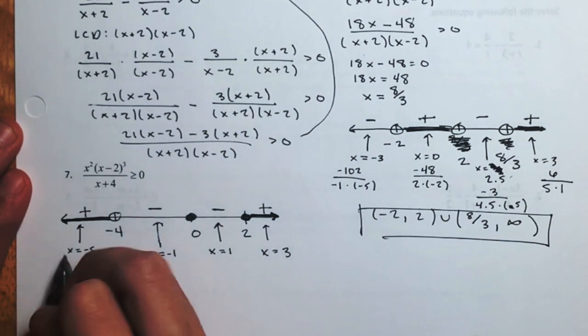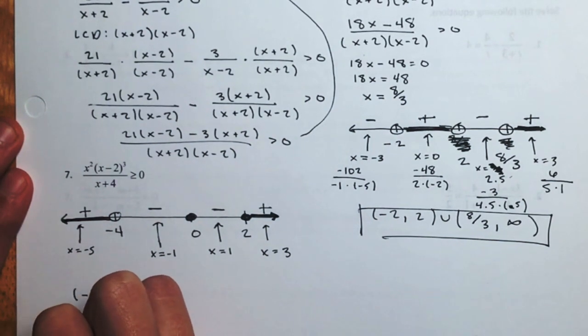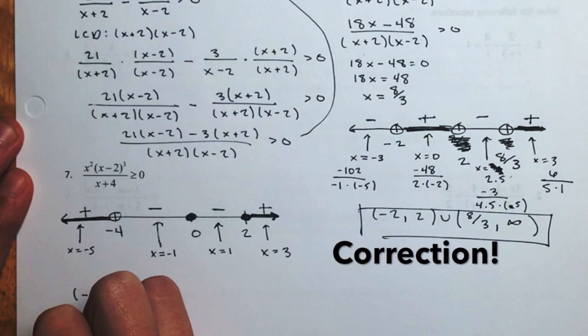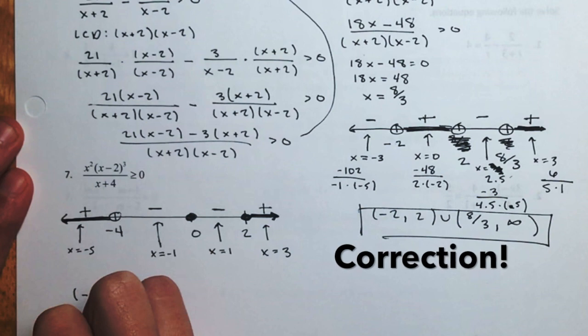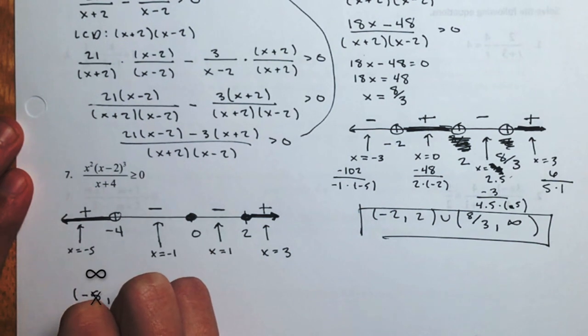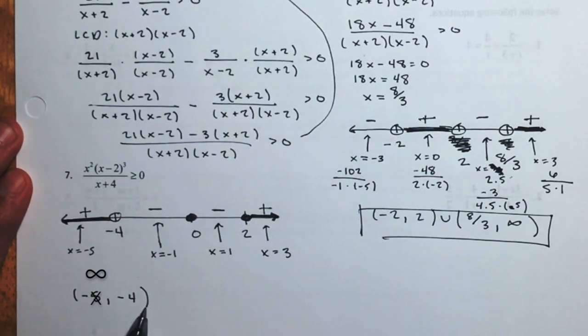Well, I want to start at -5. So this is actually a mistake. I didn't mean to say -5. If you look at the number line, it should have been -infinity to -4. Continue on to -4, parenthesis, right? Don't want to include it.